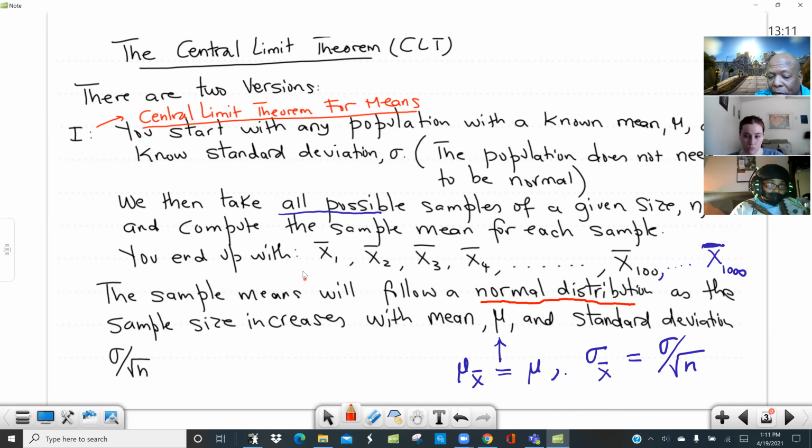And the standard deviation of these sample means is given by this formula here: sigma, where sigma is the population standard deviation, divided by the square root of the sample size. And as you can see, the variability is reduced. If you have sigma and you divide by root n, you are reducing the value of the standard deviation. So this is what we're talking about here.